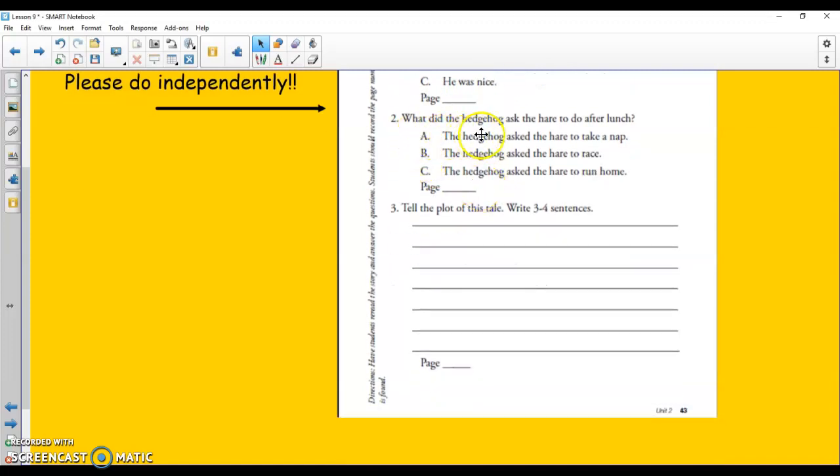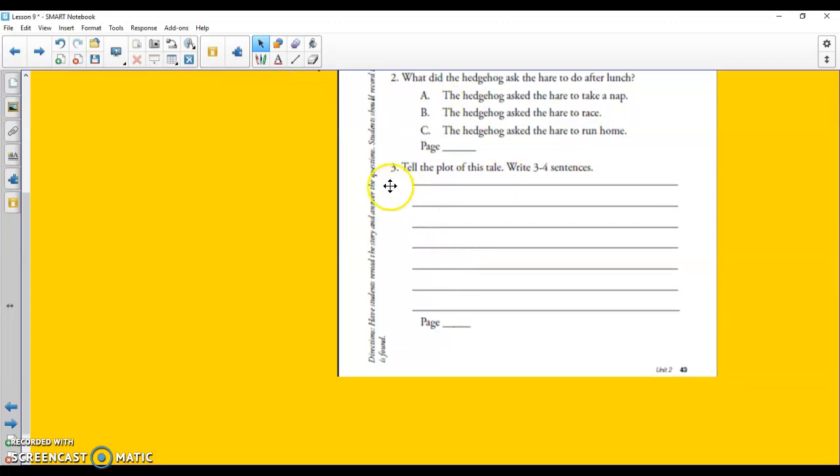Number 2 says, what did the hedgehog ask the hare to do after lunch? A, the hedgehog asked the hare to take a nap. B, the hedgehog asked the hare to race. Or C, the hedgehog asked the hare to run home. And don't worry about the page. So circle the right answer. And then 3 says, tell the plot of this tale, write 3 to 4 sentences.